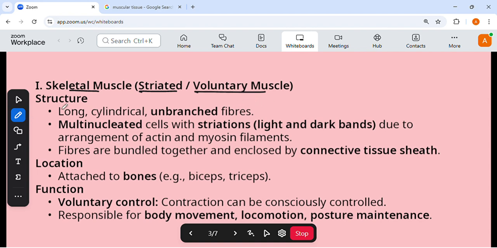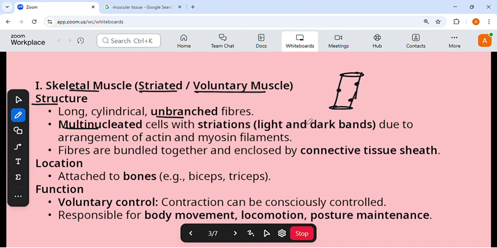Let's see. Okay, let's see the structure. So basically it is cylindrical. It is long and cylindrical, and it's unbranched. We don't see any sort of branching in skeletal muscle, and it is multinucleated, meaning many nuclei are present. It is multinucleated, and the nucleus is present at the peripheral side. Okay, at the corner side the nucleus is present.